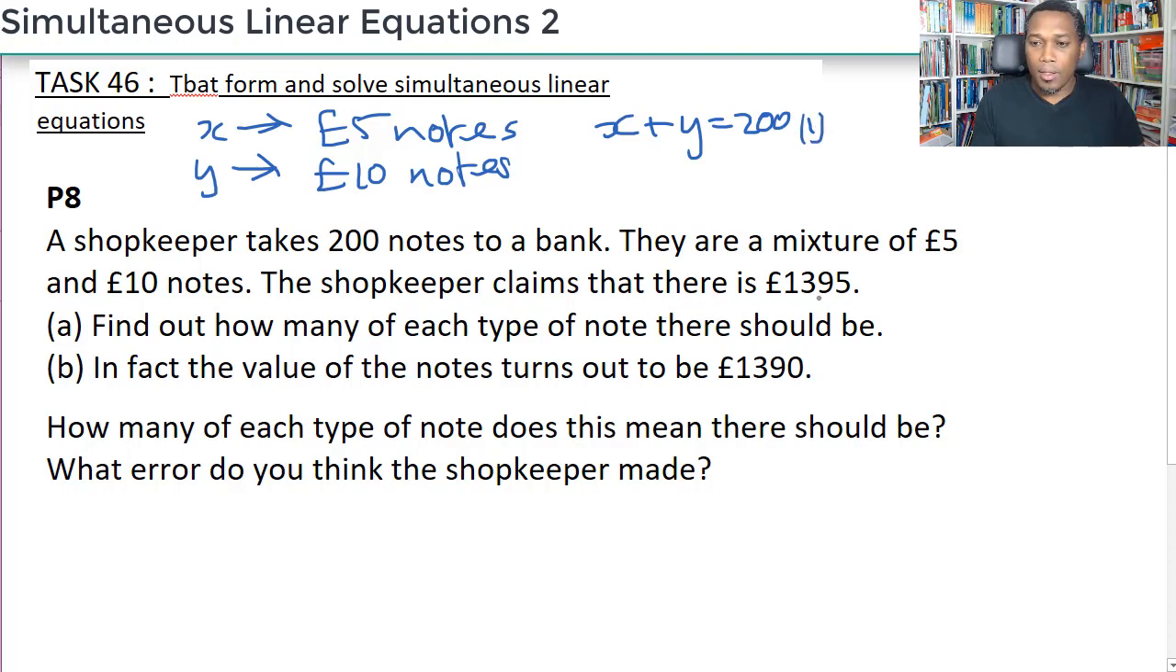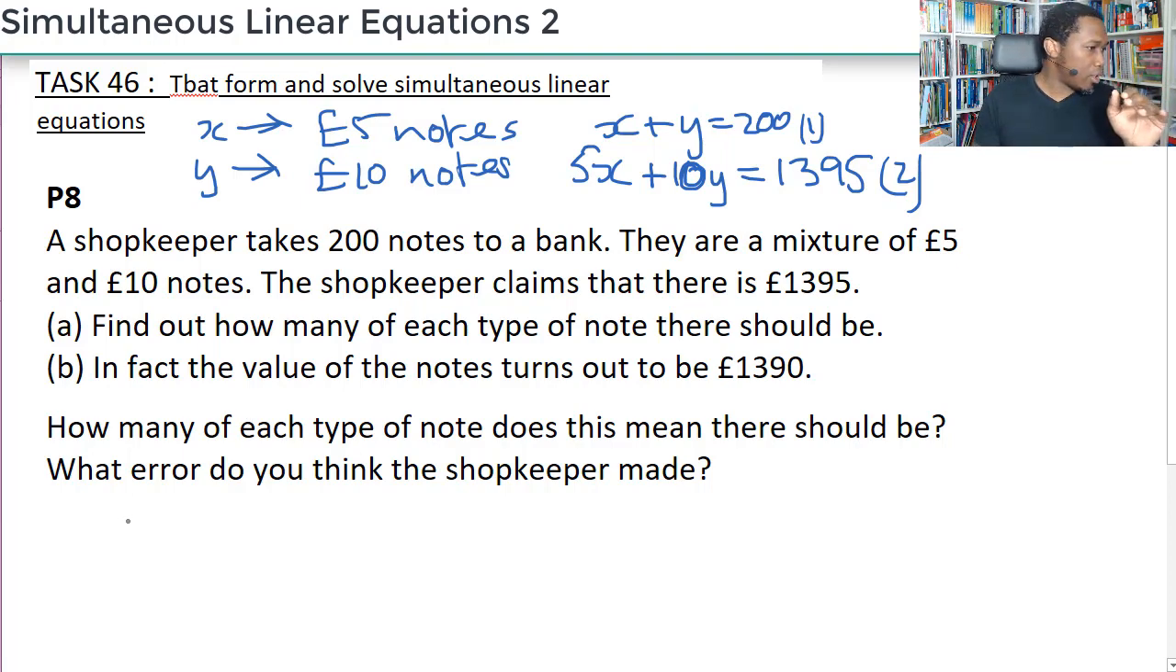And then the other bit, well, the value now plays a role. For every £5 note, I have £5. For every £10 note, I have £10. And when I add up those values, I should get 1,395. That's the original equation. Those are your original equations. So in terms of finding out the value of each of the notes, X and Y, when you solve those equations, that's a 10 there. My 10s are looking more like 6s, but those are your equations there.